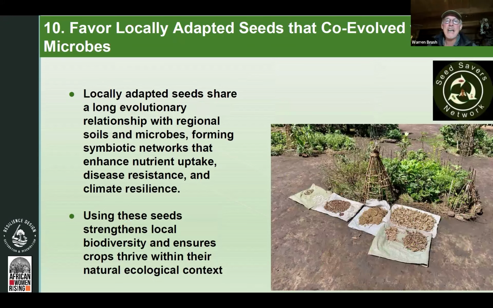And then favoring locally adapted seeds that co-evolved with the soil microbes in that area, as well as the climate, the microclimates in that area. This idea that you get certified seeds that were developed far away that have a terminator gene in them, we do not do that in any of our resilience design systems. We do not believe in that whatsoever.